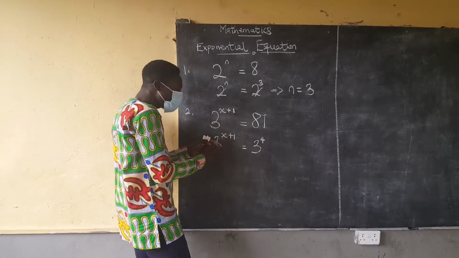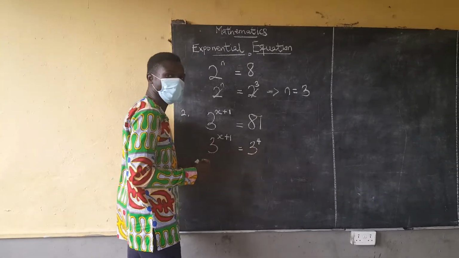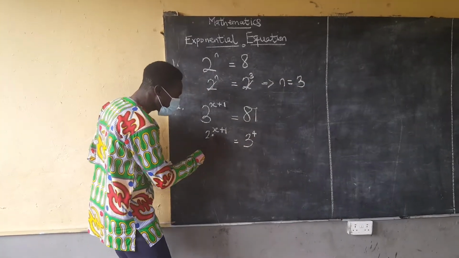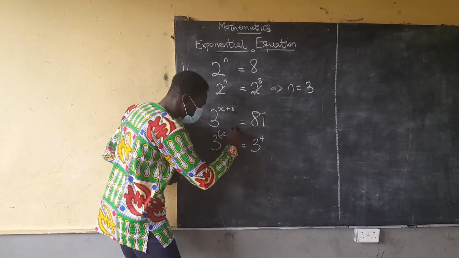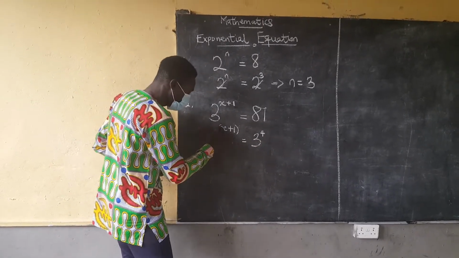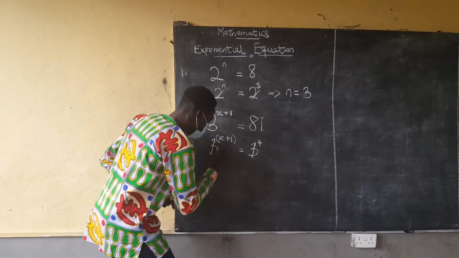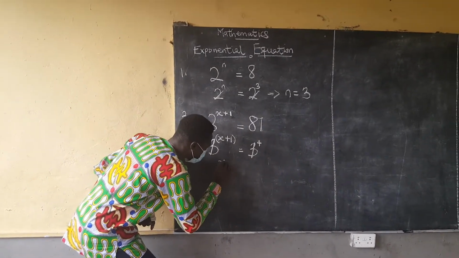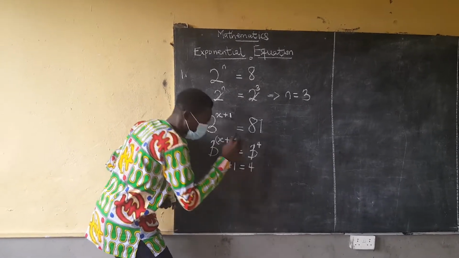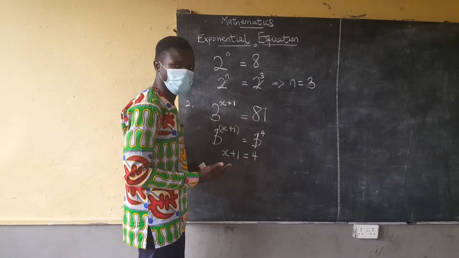Because the bases are the same, what will I do? I will equate the exponent. The exponent here is x plus 1 and the exponent here is 4. Because the bases are the same, they will cancel out, and I will have my exponent as x plus 1 is equal to 4. And this becomes a linear equation for me to solve.